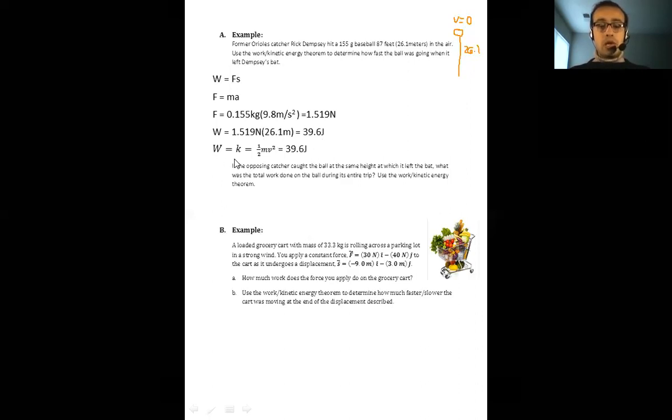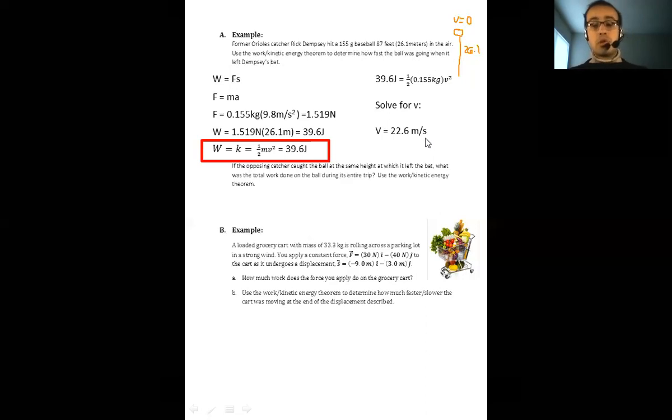And we know that the work is equal to the kinetic energy, which is equal to 1/2 mv squared, which is equal to 39.6 joules. So that's either the work done by the bat as the ball is going up to this height, the negative work done by gravity, or the positive work done by gravity to bring the ball back down. You can take your pick, and they're going to be all the same. We then go ahead, make our substitutions. We substitute once again for the mass. We solve for v, and we find that the velocity was 22.6 meters per second when the ball left the bat.